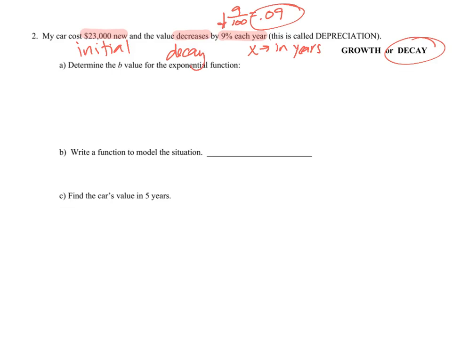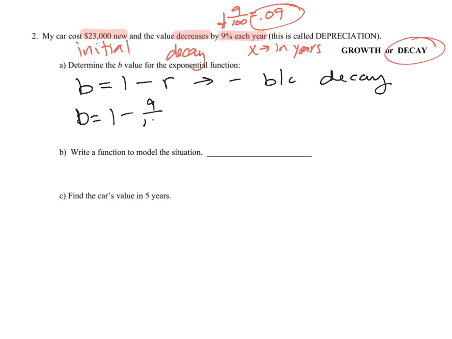Okay, determine the B value for the exponential function. Remember, my B value, because I have this extra percentage piece, I'm not directly told the B value, it's going to be 1 minus the R in this case. And it's going to be minus because we have decay. Right, I'm going to use subtraction to get smaller values. And so B is equal to 1 minus, we said 9 over 100, which is really 1 minus 0.09. You got to be careful with that decimal, okay? And 1 minus 0.09, when I clean this all up, is 0.91.